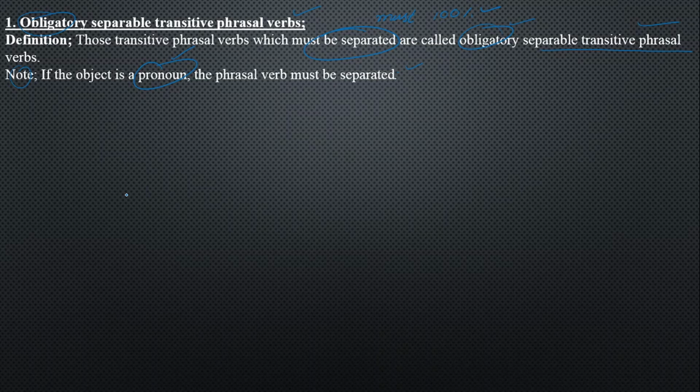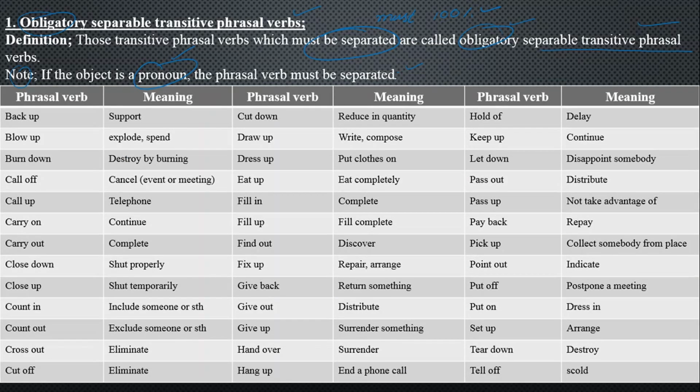Now, what are the separable transitive phrasal verbs? These are the ones where, in between the verb and particle, you have an object, and the object is a pronoun. Keep in your mind, pronoun, or I will write it out in full.